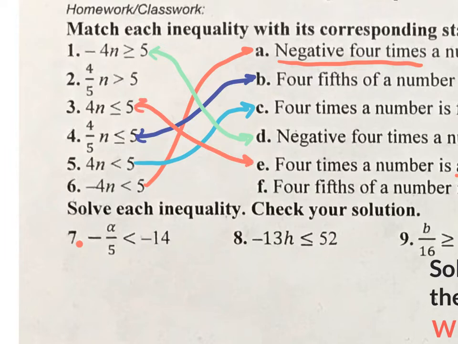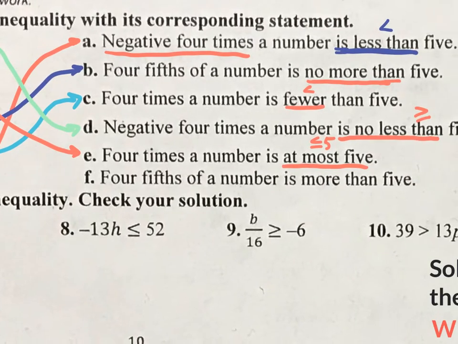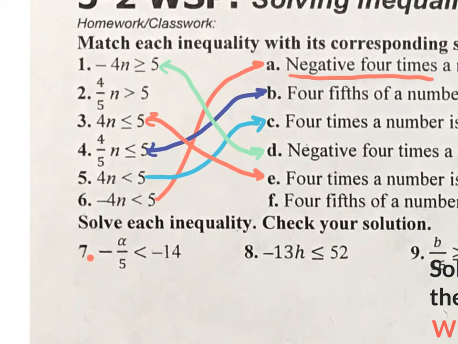E is 3. And the last one, 4/5 of a number is more than 5. Obviously, it's number 2.